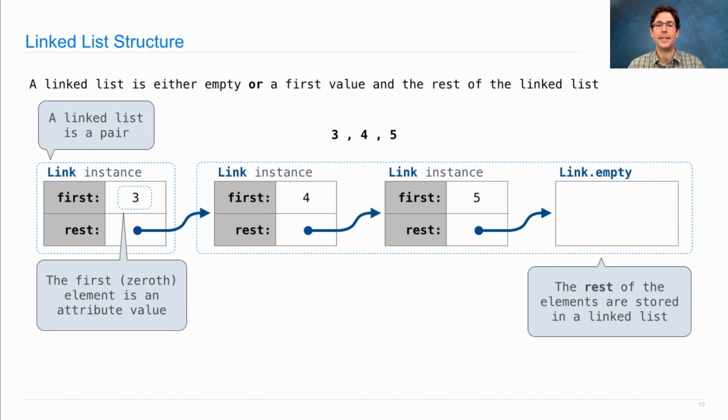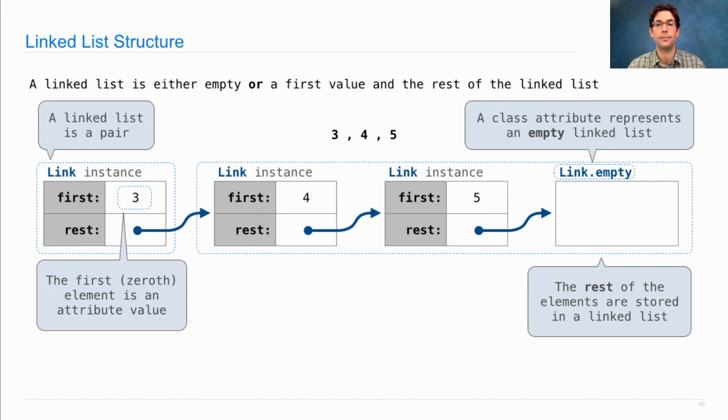The rest of the list is itself a linked list, or Link.empty, and that's stored as another attribute. So you can have objects that are values of attributes, and here we're using the idea of composition in order to construct an interesting structure. So a linked list has a linked list as its attribute value. Finally, there's some class attribute that we use for any linked list that's empty, and we call it Link.empty.